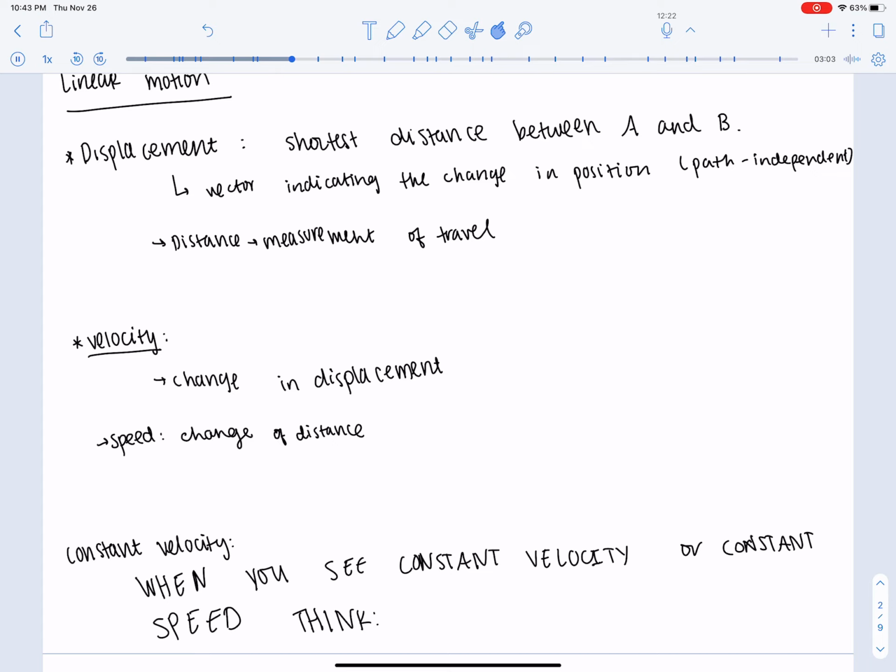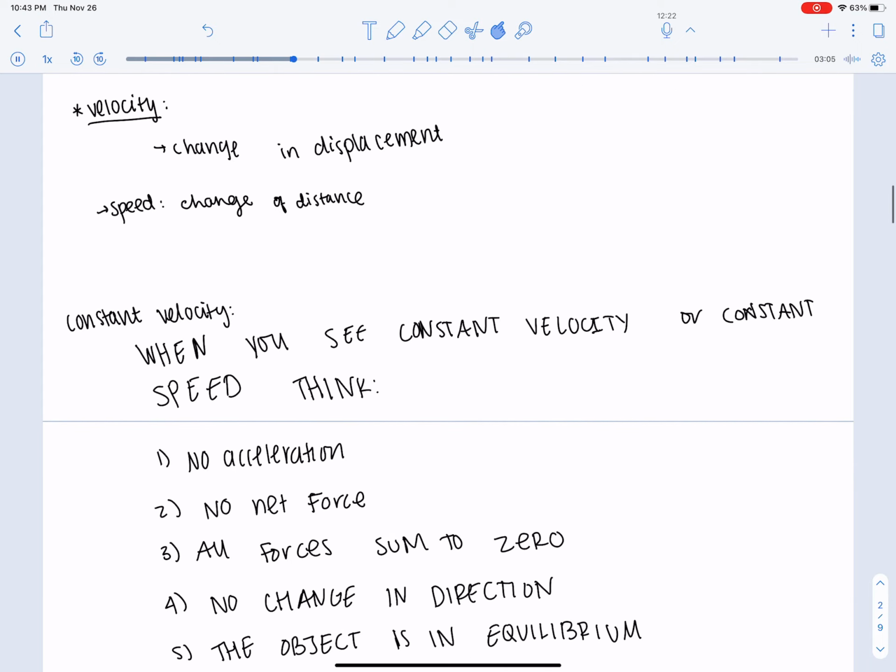Then it goes on talking about velocity. Velocity is a change in displacement. It also asks you to distinguish between speed and velocity, and speed is a change of distance. And then it says that on the MCAT, you can treat speed the same as velocity only if the question makes it clear that the distance traveled is a straight line.